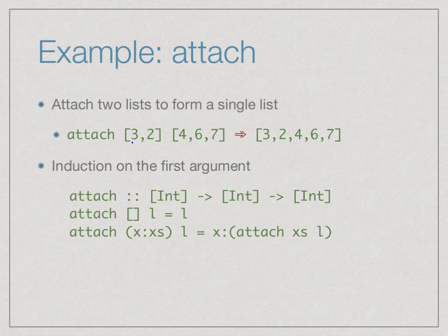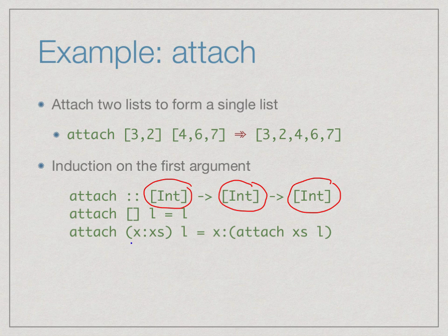So attach now takes two lists. It takes a list of integers, it takes a second list of integers, and finally produces the attached list where both lists are combined. So if the first argument is empty, then there is nothing to attach. I just get back the second argument. So the base case says that attaching the empty list to any other list L just returns L.